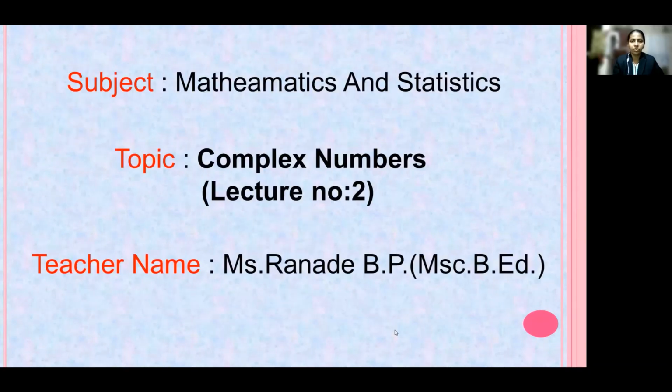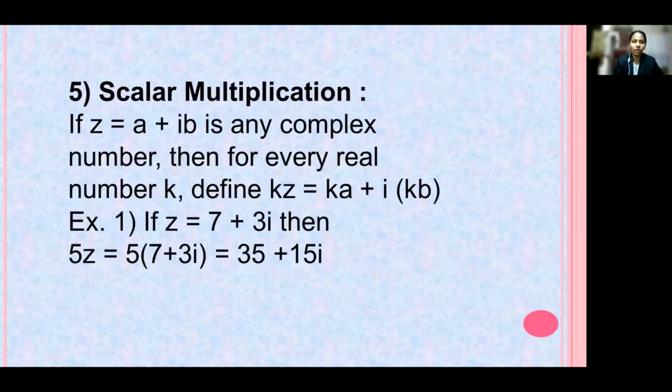In the last lecture, we studied 4 points from algebra of complex numbers, that is equality of complex numbers, conjugate of complex numbers, addition of complex numbers, and subtraction of complex numbers. In this second lecture, we are going to study the next point from algebra of complex numbers. The fifth point is scalar multiplication.